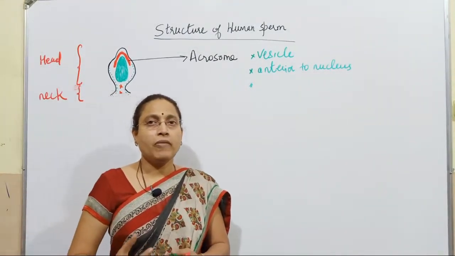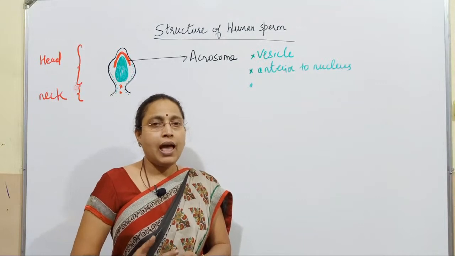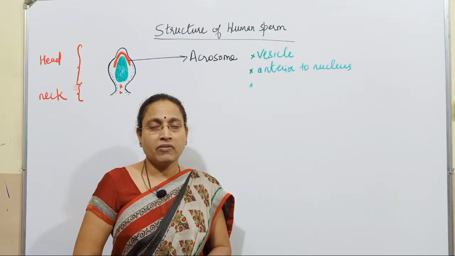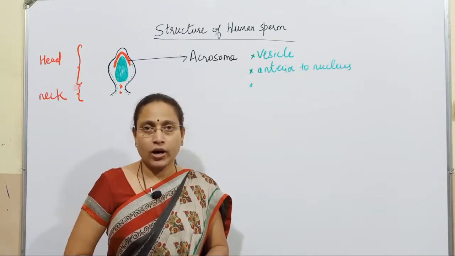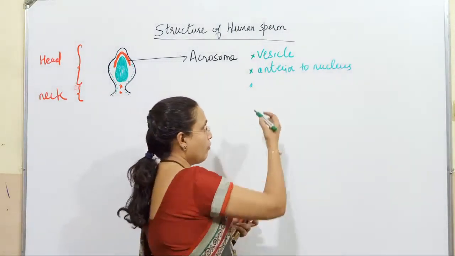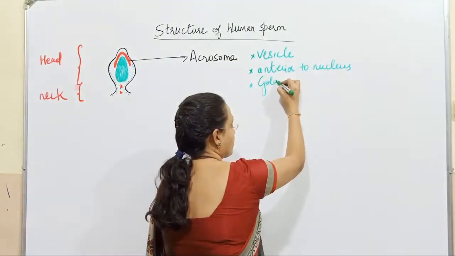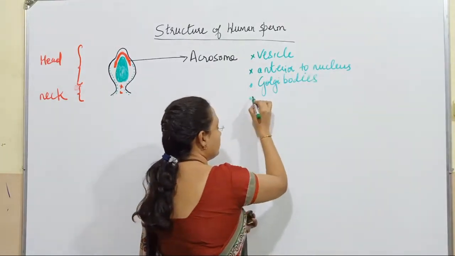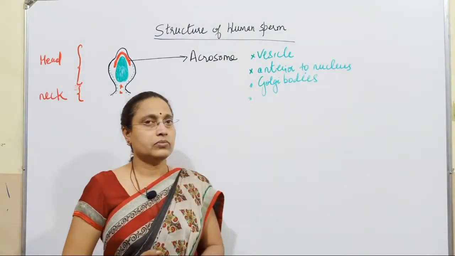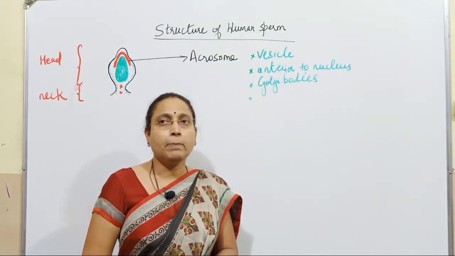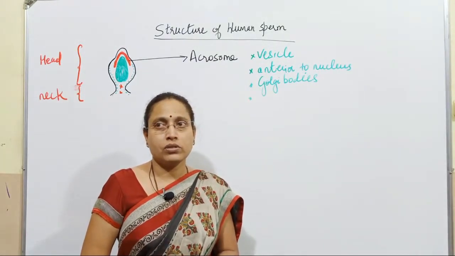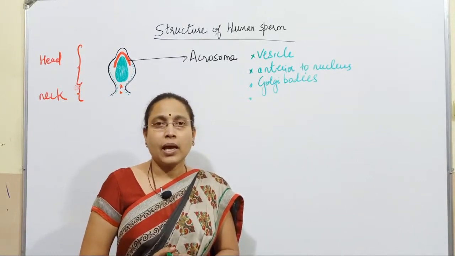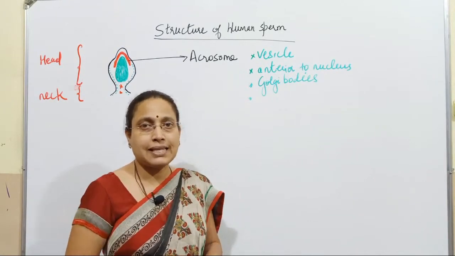Next is, from where did acrosome form? As the sperms mature in seminiferous tubules, these acrosomes will be formed from Golgi bodies. So they are basically formed from Golgi bodies. Now, what is the importance of acrosomes? Acrosomes have certain chemicals called sperm lysins.